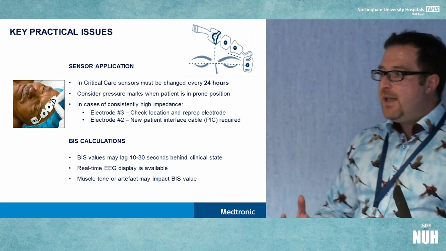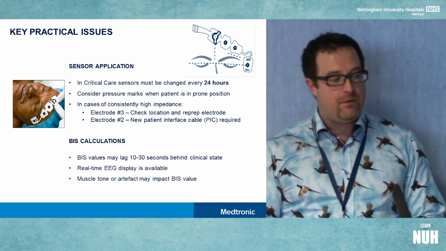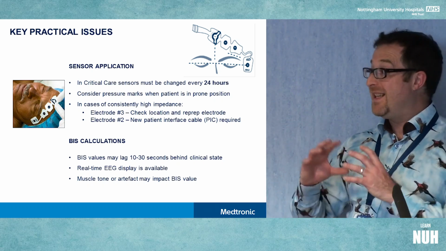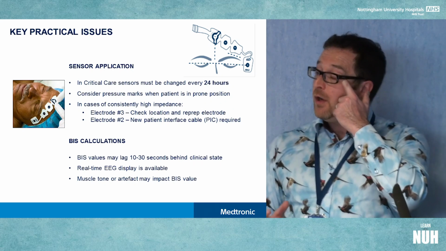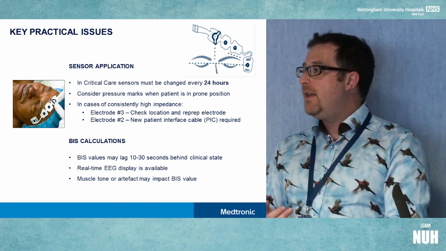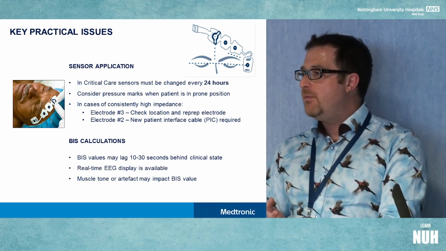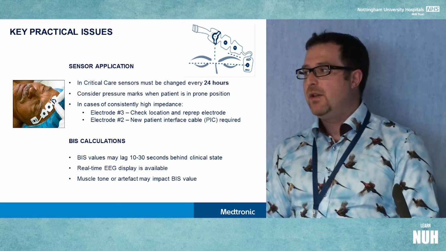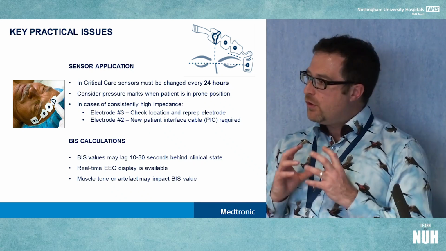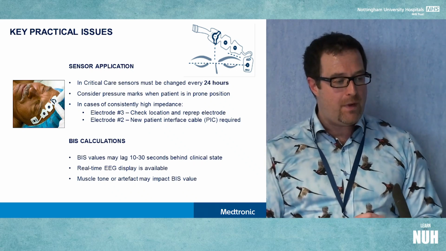Okay, so contraindications, things that we're thinking about. We're always thinking practically about this lagging BIS number. So you're looking at the raw EEG, you're looking at the EMG, you're looking at the suppression to give you a full impression of where your patient is, not just relying on that snapshot of the number.